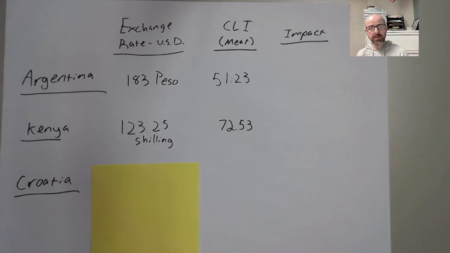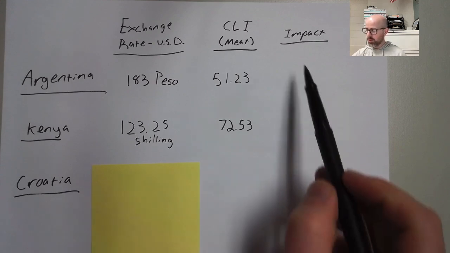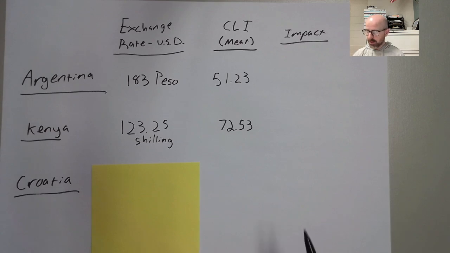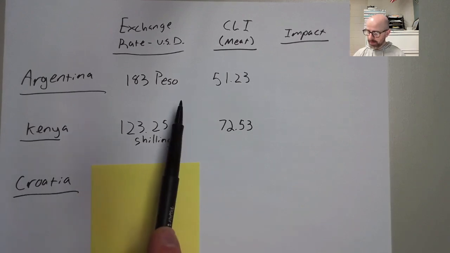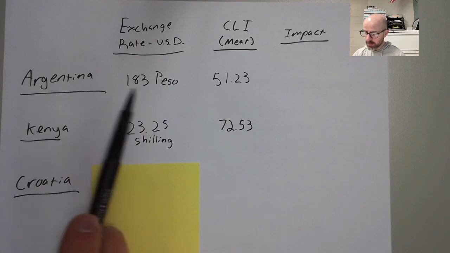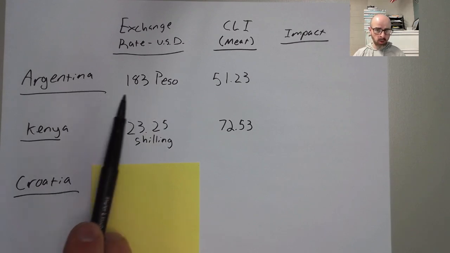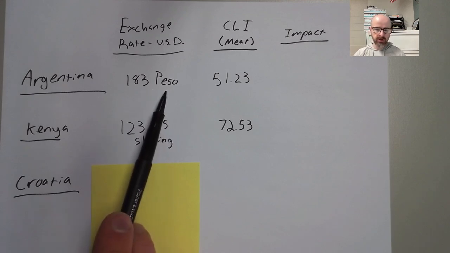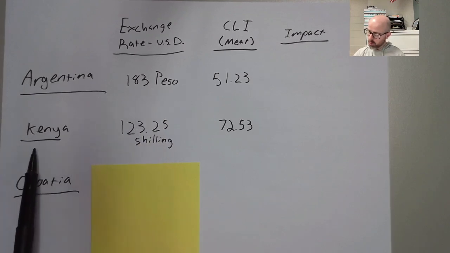It is time to look up the impact of our money. So, first of all, we're trying to find the impact of our money, and I'll do that for you in just a second. First of all, though, the exchange rate. I went and I looked up the exchange rate for Argentina. $1 will buy me 183 Argentinian pesos.